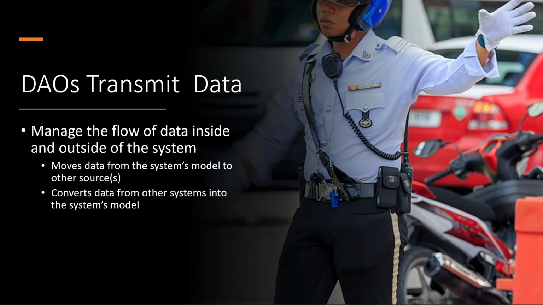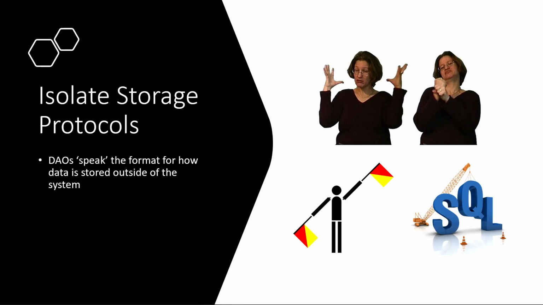Then it needs to go ahead and be translated back into the model objects, so we can use those within our system in a meaningful and robust way. So the DAO learns how to speak each of these other formats. I mean, in this case, we're talking sign language, semaphore, SQL. Most likely, you're talking about SQL, XML, file formats, all these different things.